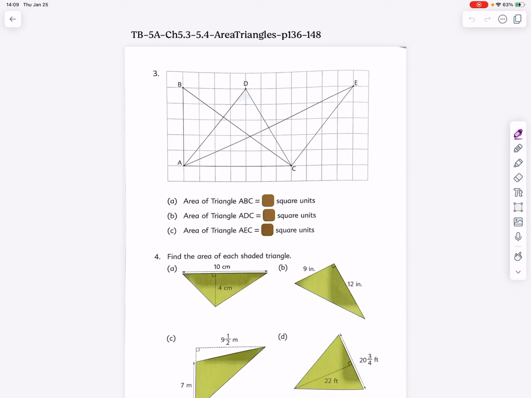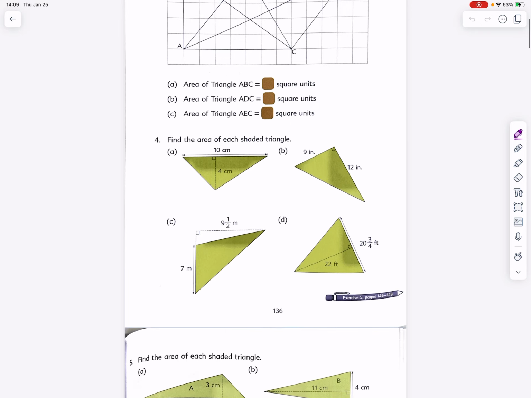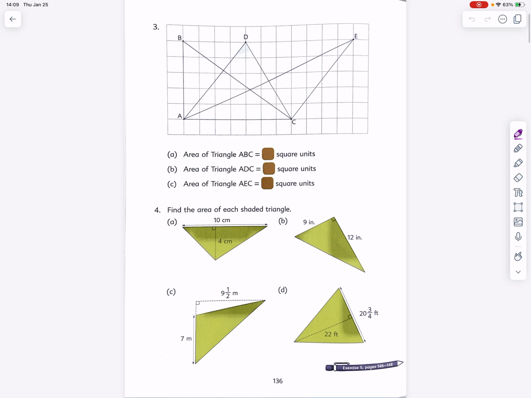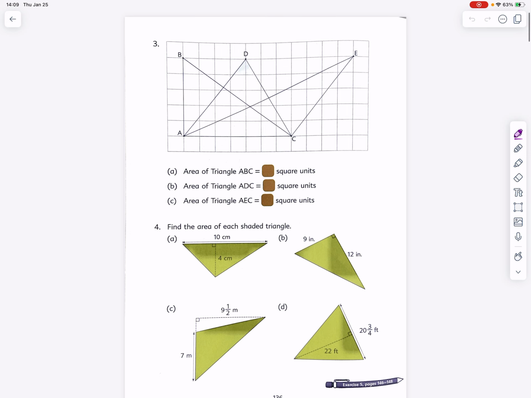Hello, hello. We continue building up our knowledge and skills of finding the area of a triangle. It is Singapore Math, grade 5, first textbook, page 136. So take a look at this example number 3.